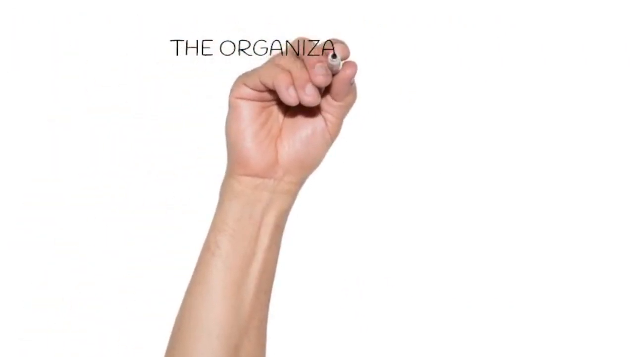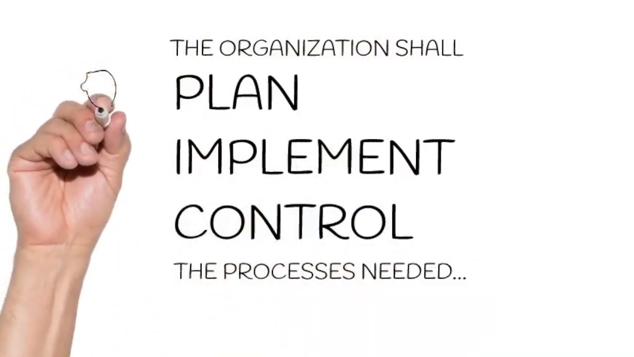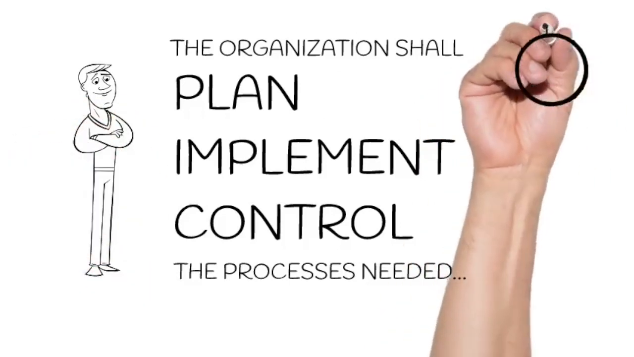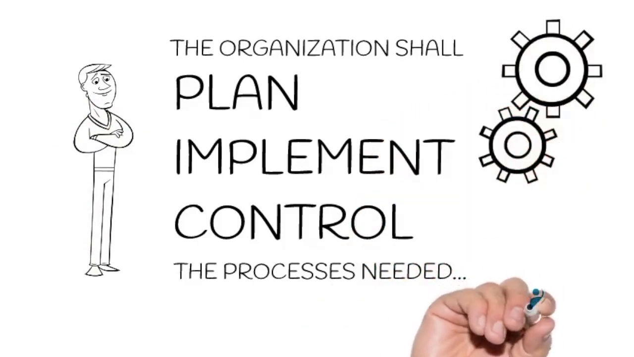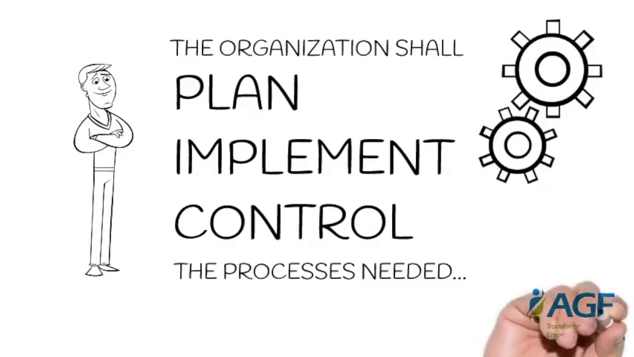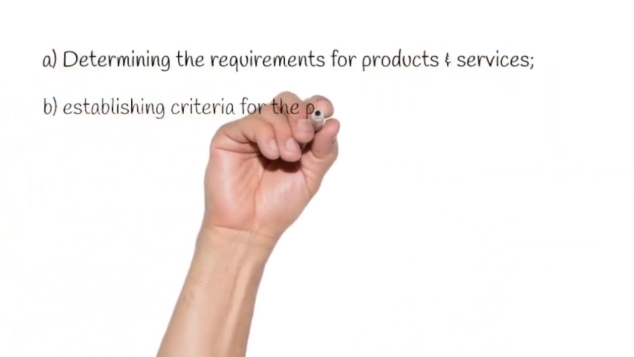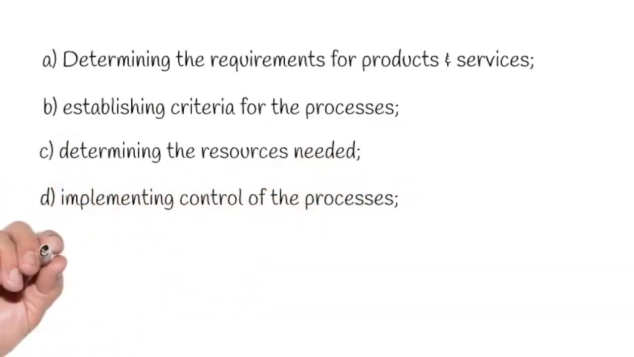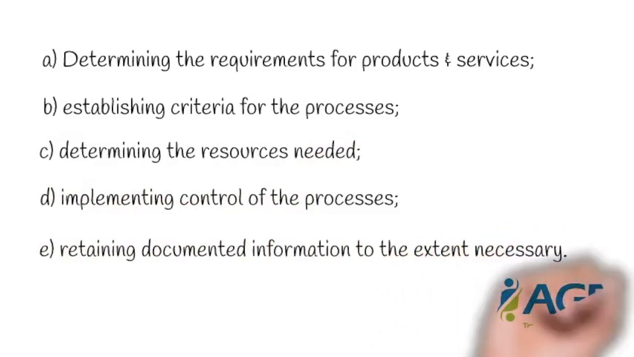In view of this, the organization shall plan, implement, and control the processes needed to meet the requirements for the provision of products and services, and to implement the actions determined in Clause 6 by determining the requirements for the products and services, establishing criteria for the processes in the acceptance of products and services, determining the resources needed to achieve conformity to the product and service requirements, implementing control of the processes in accordance with the criteria, and determining, maintaining, and retaining documented information to the extent necessary.